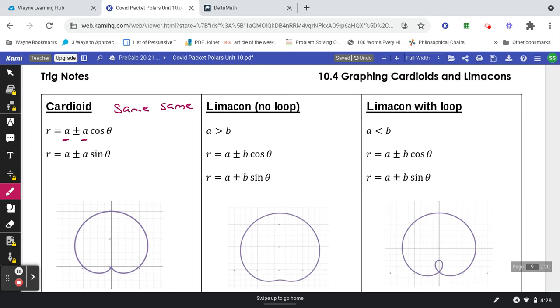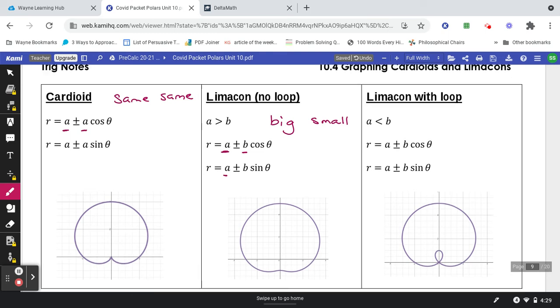Then for the limacon without the loop, your A, so your first number, is going to be larger than your smaller number. A is larger than B. A is greater than B. So I like to read these as big plus and minus small. So the big number A is first, the small number B is second. And again, that works for sine or cosine. Again, we disregard the plus or minus, so it doesn't matter whether the numbers are positives or negatives. We just think about the absolute value of them and then compare.